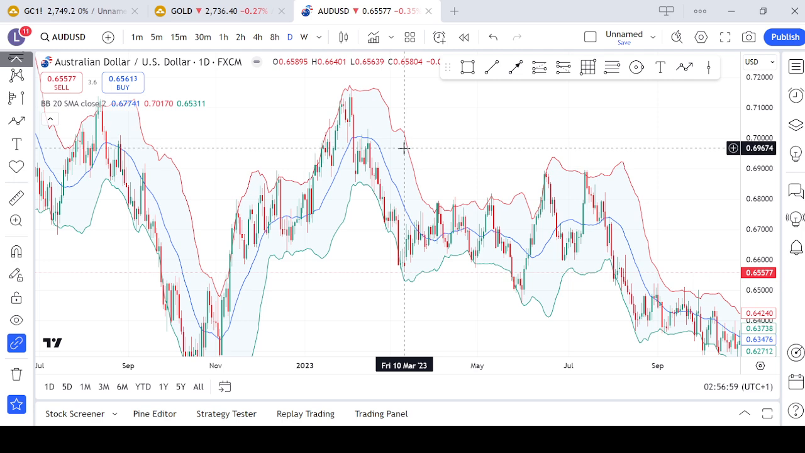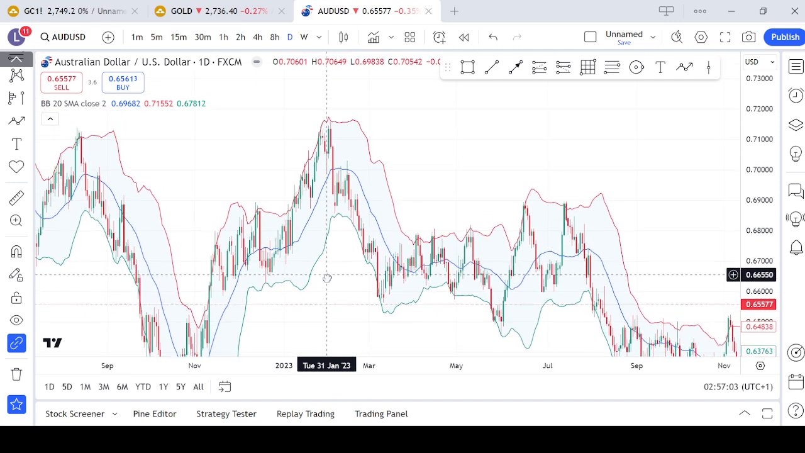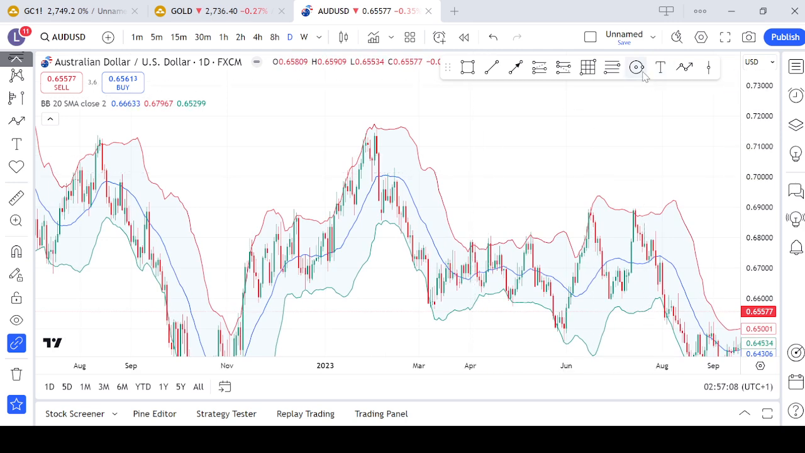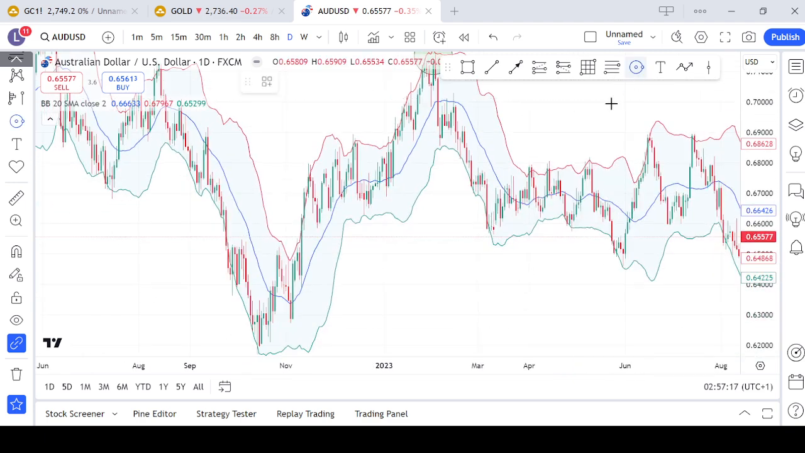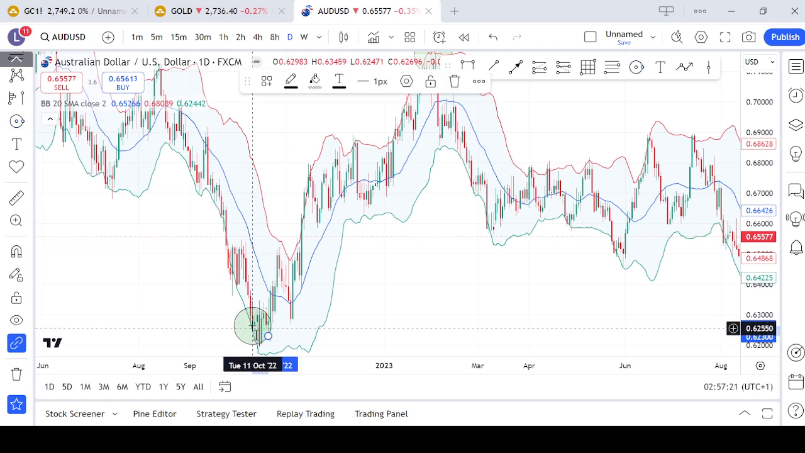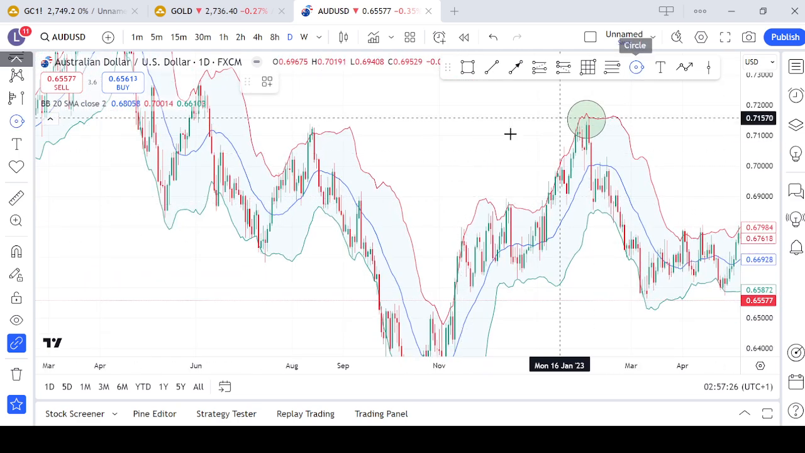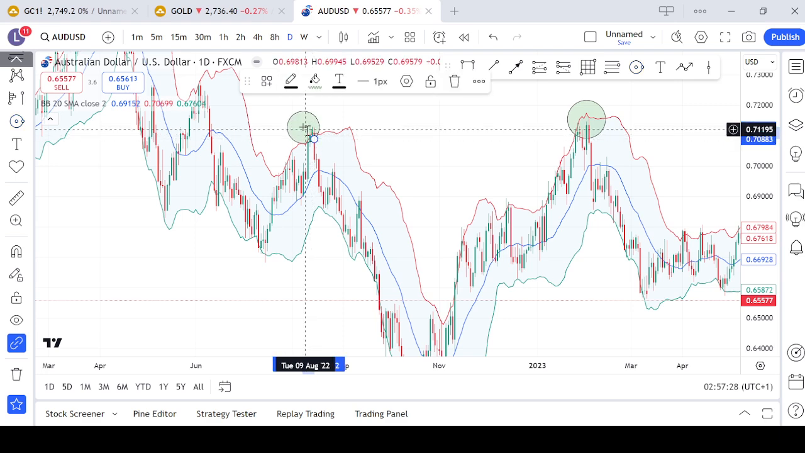And another way you can use it is also by using the Bollinger Bounce, which is when price gets to the upper bands, upper lines, you can look to enter sell trades, and when it retests the lower bands, you can look to enter buy trades. It's called the Bollinger Bands Bounce. See right here.